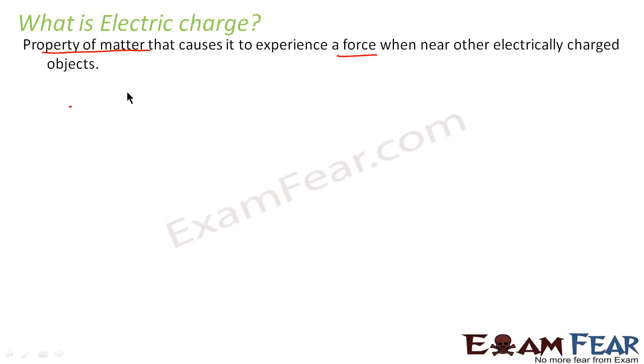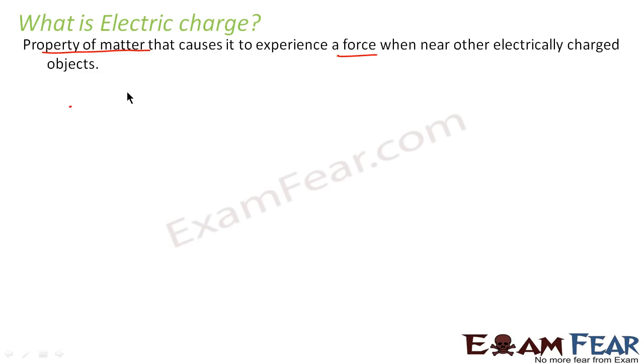So any object, any matter is again made up of molecules, which in turn are made of atoms, then protons, neutrons, electrons, the same story, right? So any such matter will experience a force when you take it near other electrically charged objects. This experience of force arises because of a property that is called electric charge. Because if charge doesn't exist in this universe, these attraction, repulsion and all those things will not at all happen, right?